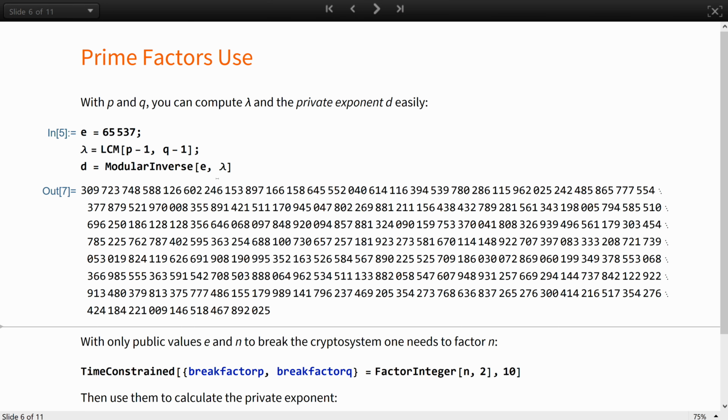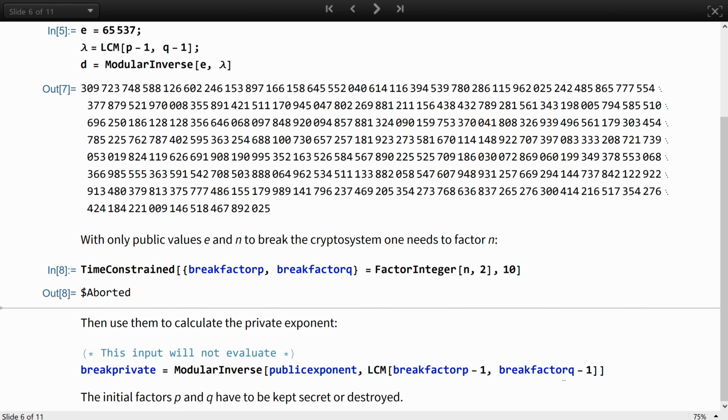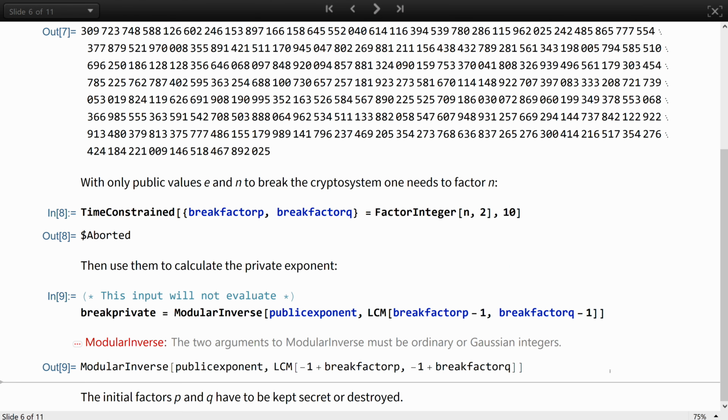Any other person or machine, given only public values e and n, to break the crypto system and extract the private key would first have to find the factors of n and use them to calculate the private exponent. This input, like the one before, stops evaluation after 10 seconds, and so the next input will not evaluate. The initial factors p and q have to be kept secret, and in practice are often destroyed right after creation, since knowing one of them makes computing the private exponent trivial.